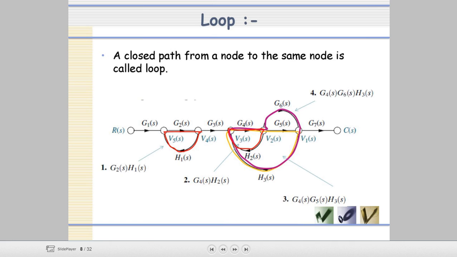if I am considering this node, it is coming to this node again, so what will be the gain? G4, G5 and H3. Next fourth loop, we can see like this, G4, G6 and H3. This will be one loop. So in this diagram there are four loops.